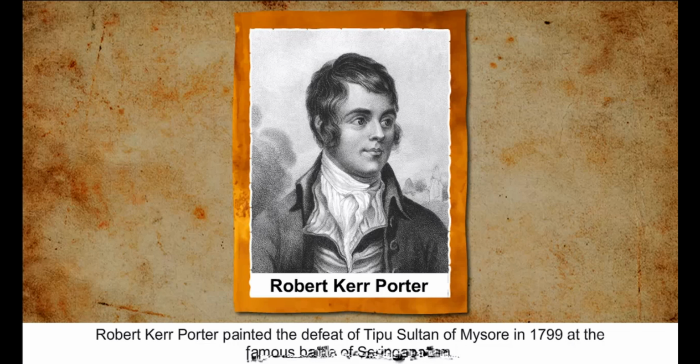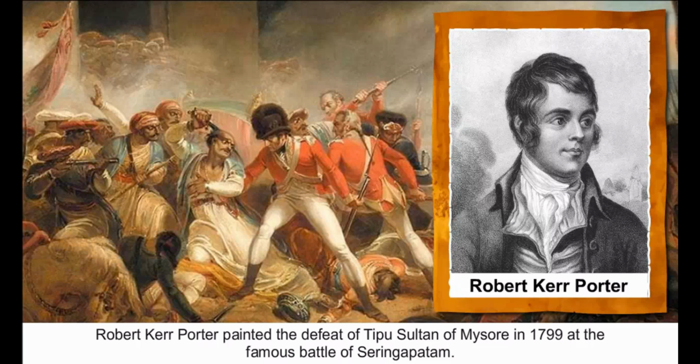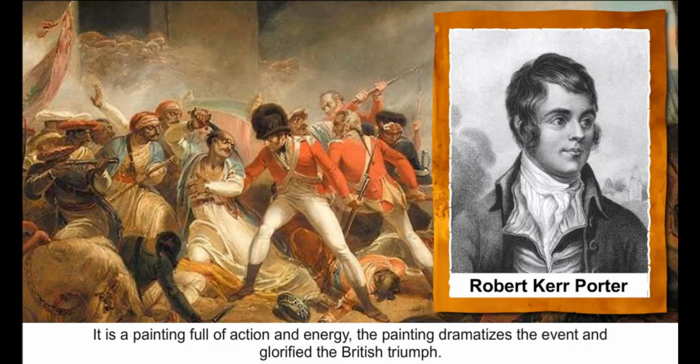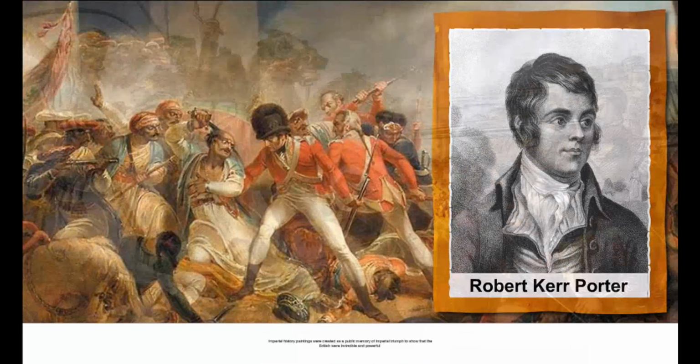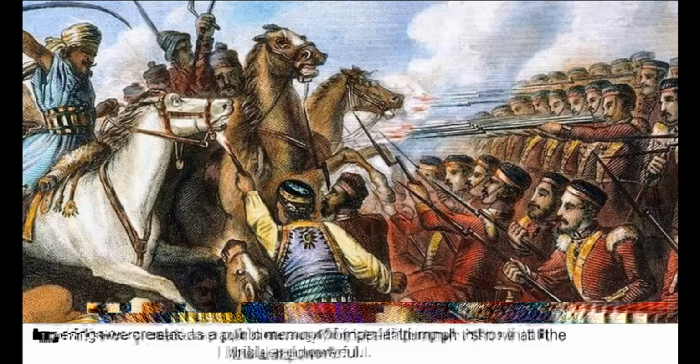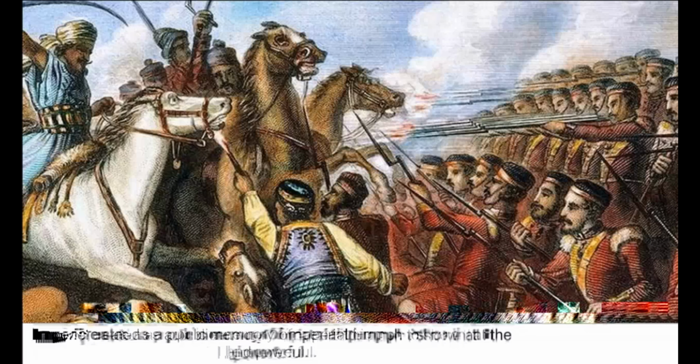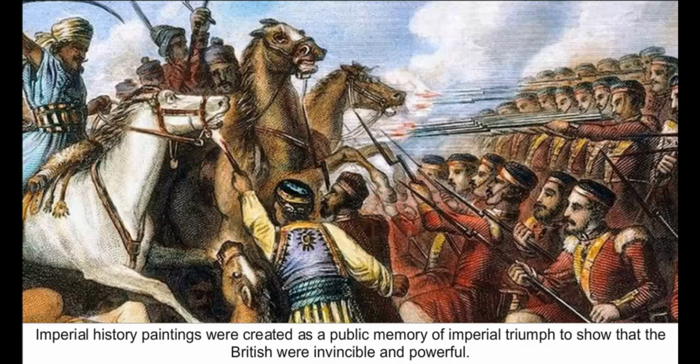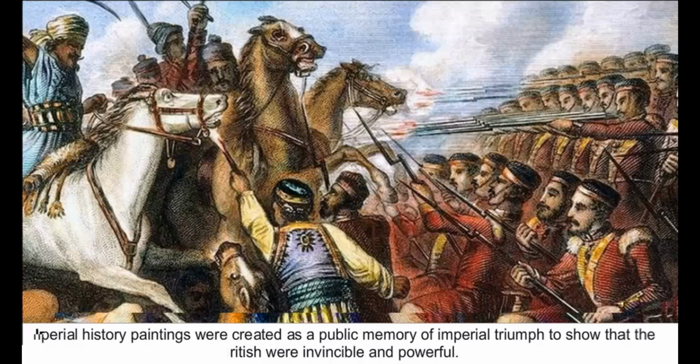Robert Kerr Porter painted the defeat of Tipu Sultan of Mysore in 1799 at the famous Battle of Seringapatam. It is a painting full of action and energy. The painting dramatizes the event and glorified the British triumph. Imperial history paintings were created as a public memory of imperial triumph to show that the British were invincible and powerful.